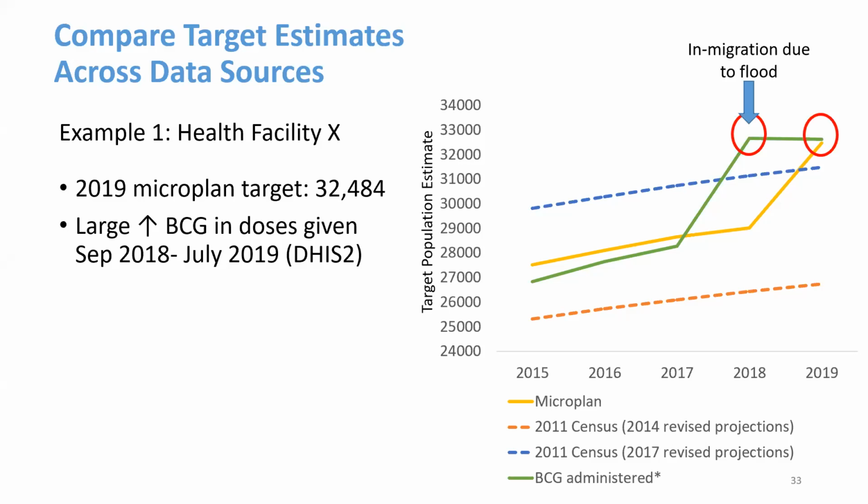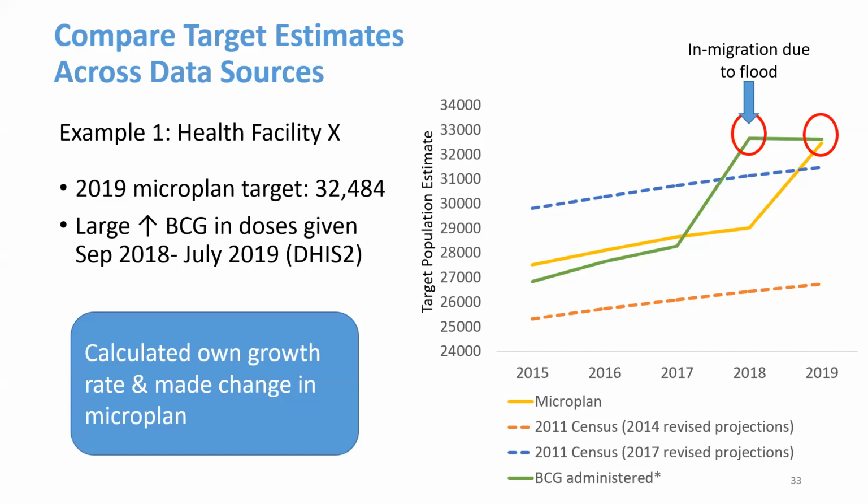In the past, the microplan and BCG doses administered were quite close, and in between the two census projections, we can see that this big increase was actually due to an in-migration from a flood that occurred back in 2018. And this was verified when we went to this health facility.